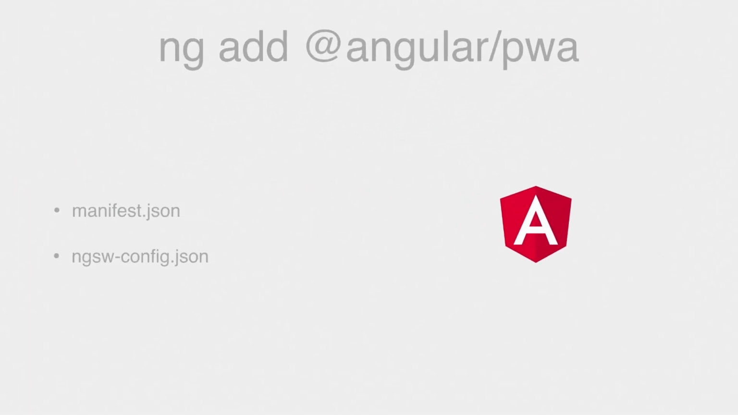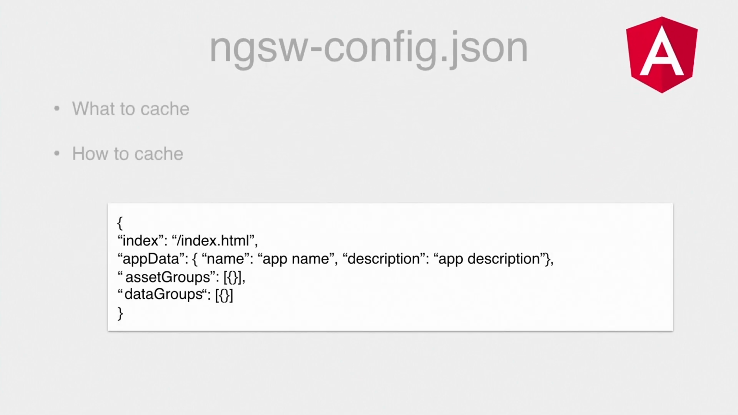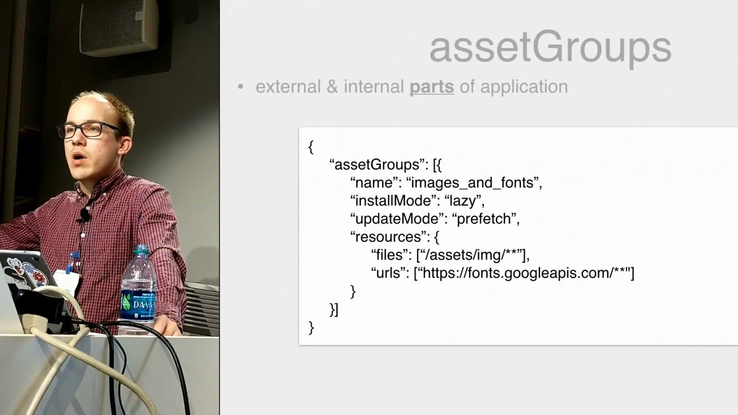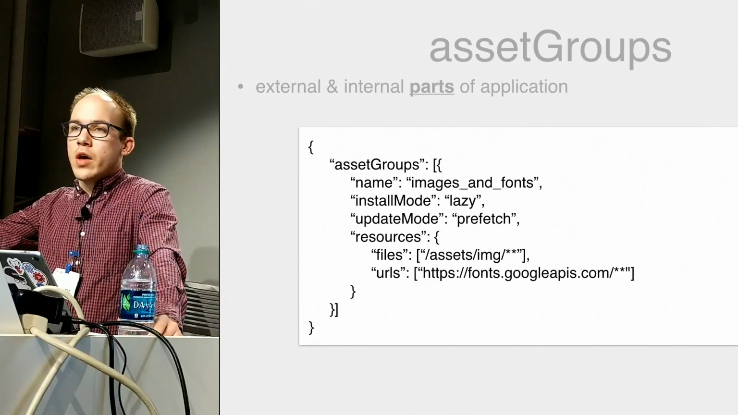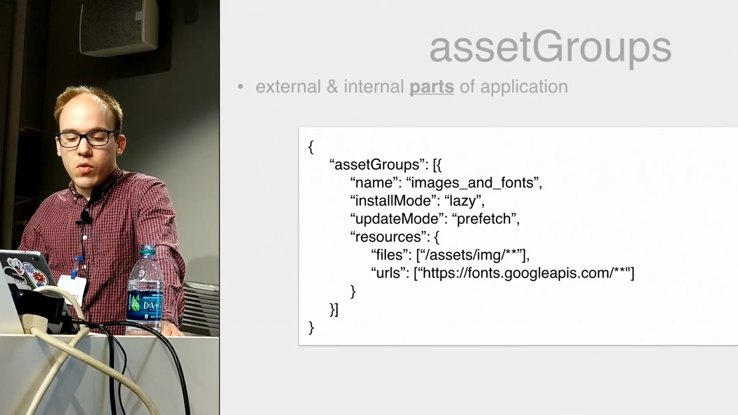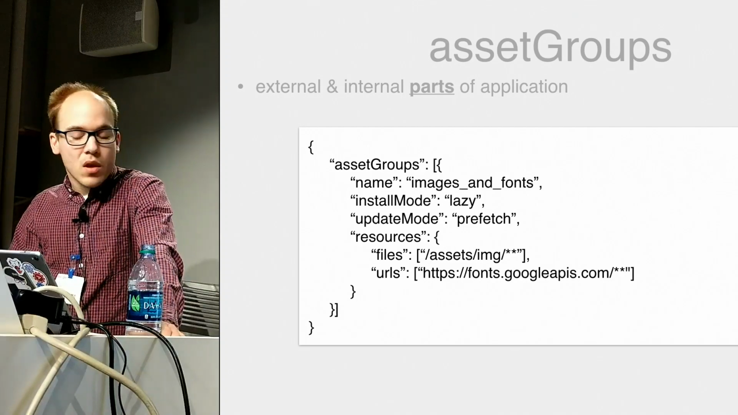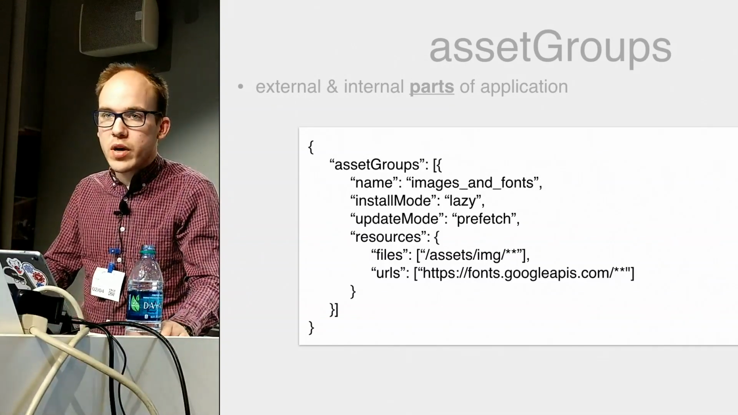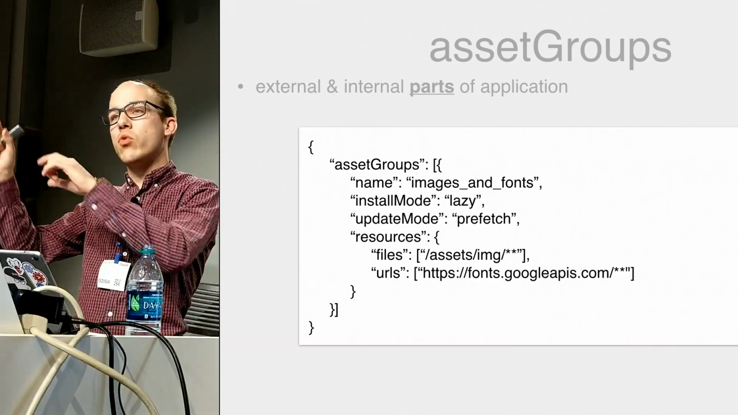Jumping to Angular and the Angular way of working with caching, we are describing this in this ngsw file, where we are saying what to cache and how to cache. And Angular differentiates our stuff into two groups. The first one is asset groups, and those are all external and internal parts of your application. And under parts, I have in mind stuff like fonts, images, style sheets, HTML files, and so on. You can define two strategies. The one is prefetch, the second one is lazy. Lazy one caches the content when it is requested by the customer. So we could say that this is the network first strategy.